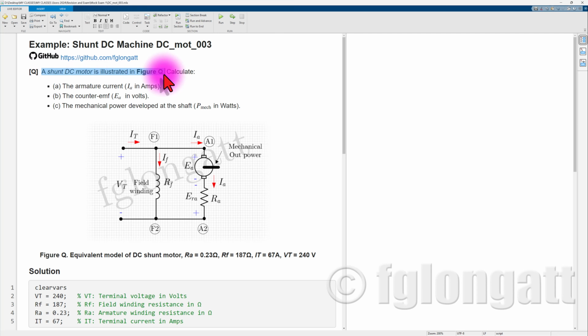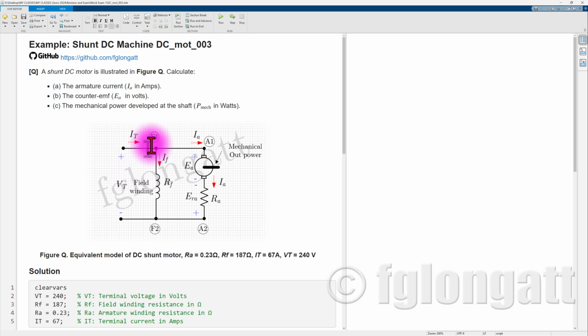As you can see, a shunt DC motor is illustrated in figure Q. Here in figure Q, you can see the equivalent circuit of a DC shunt motor. We can identify that this is a motor because the terminal current is going into the motor, and you can also see the direction of the armature current. Also, we can very easily identify that this is a shunt DC motor.